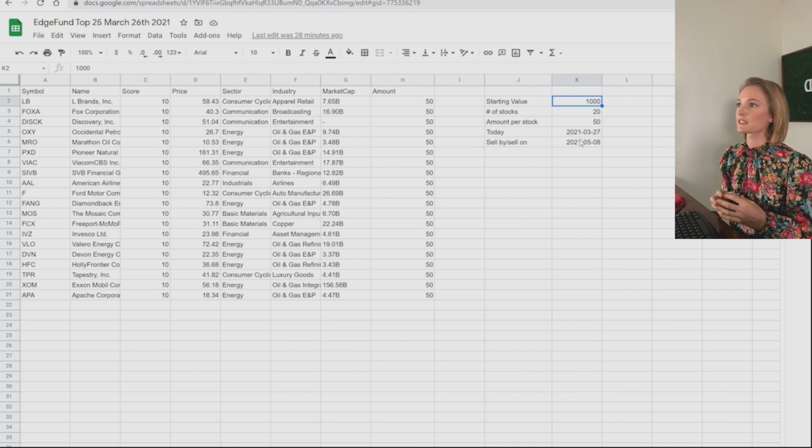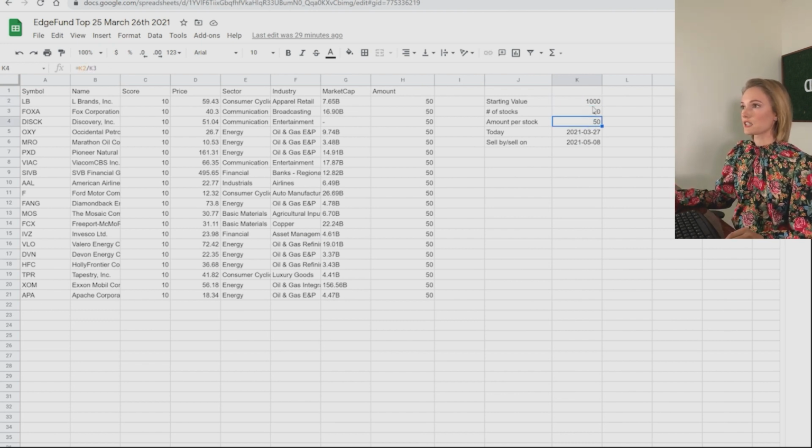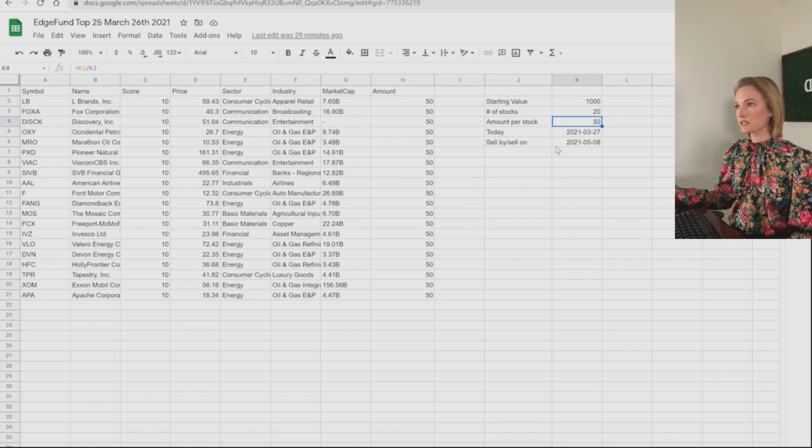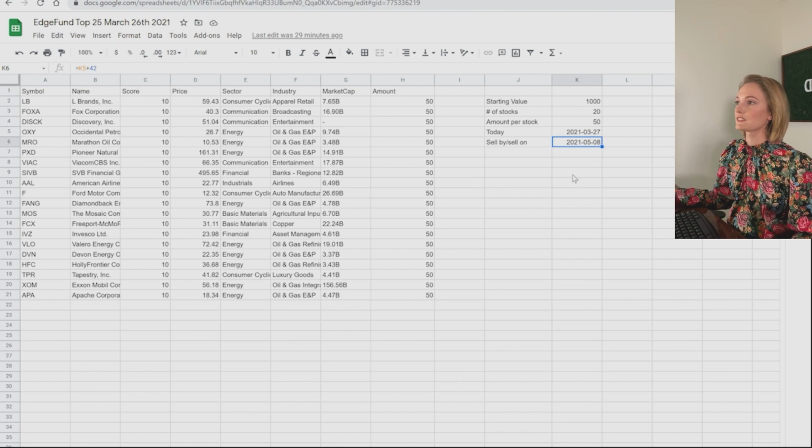The number of stocks I'm going to be buying is 20, and this is based on the 5% rule. I don't want to put any more than 5% into each stock. That's a good general rule to hedge some of your risk and diversify. The amount per stock is just the starting value divided by the number of stocks, which is 50. And once again, I'm going to be selling in 30 trading days, 42 calendar days. That's going to be on May 8th. So that's just how it works.